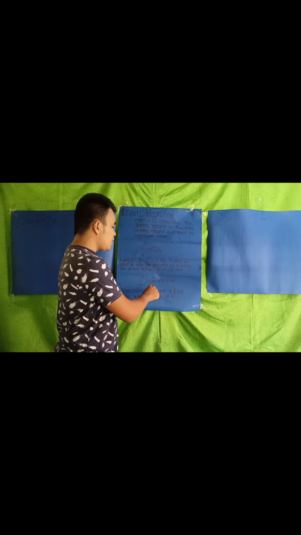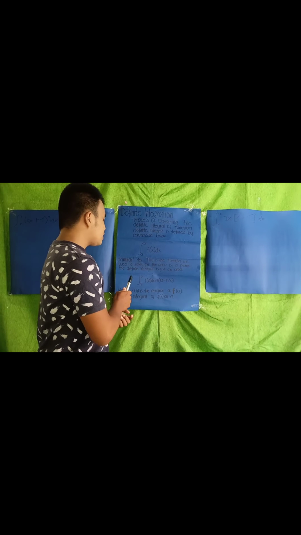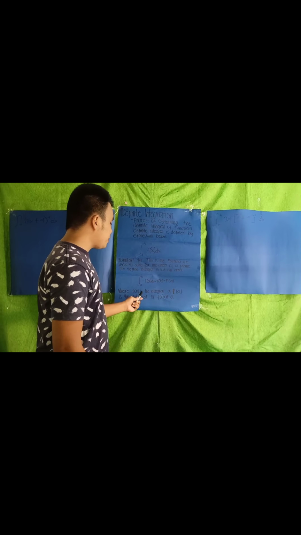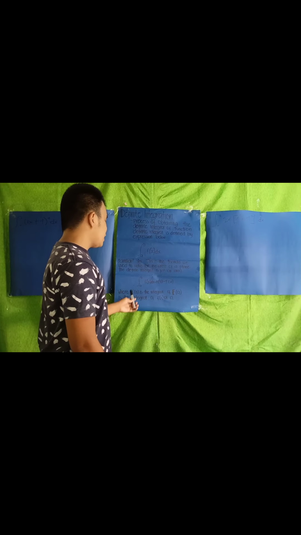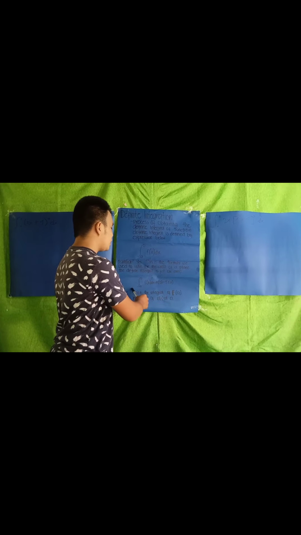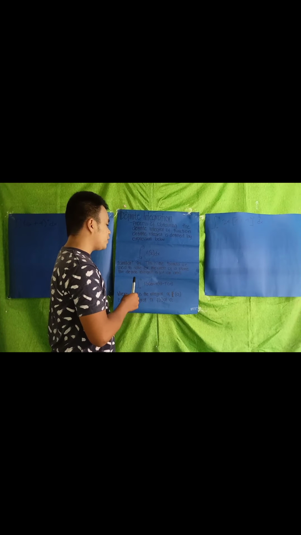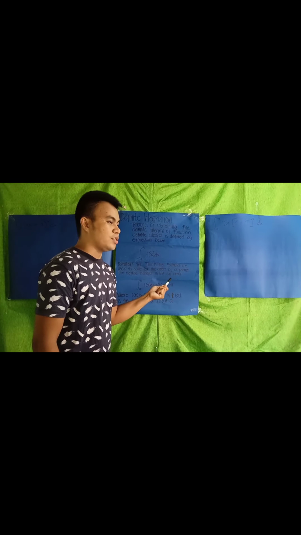The integral of f of x dx from a to b is equal to f of b minus f of a. That is the formula of the definite integral, where f of b is the integral of f of x at b, and f of a is the integral of f of x at a. So this formula is what we are going to use when we are solving the definite integral, when we are done integrating the equation.